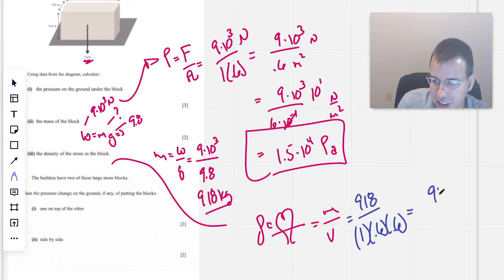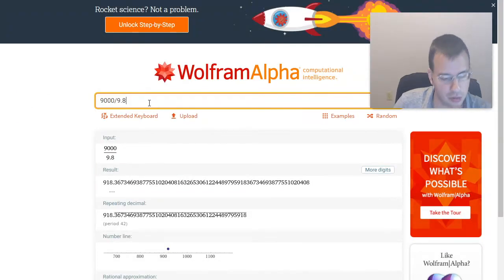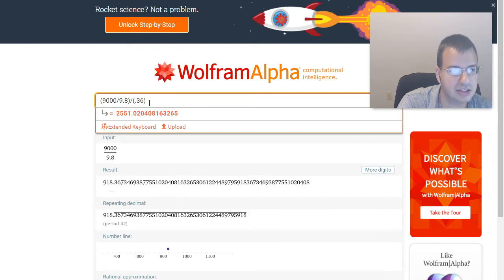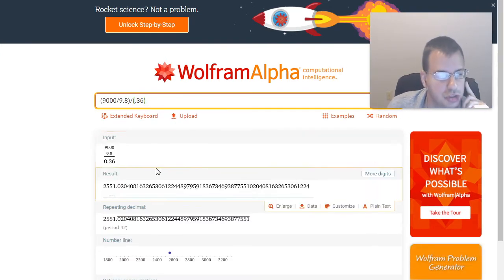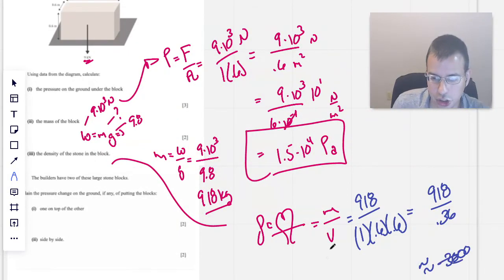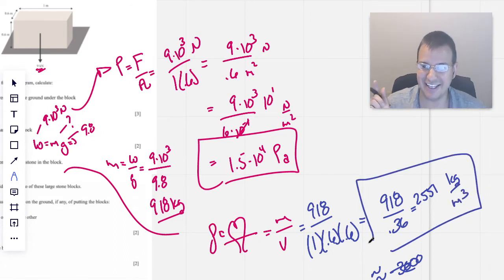This gives us 918 divided by 0.36, which is going to be like 3,000. Is it? I don't know. Let's figure this out. So this is 918 divided by 0.36. I was way off. 2551. And that gives us 2551 kilograms per cubic meter, because that is the unit of density.